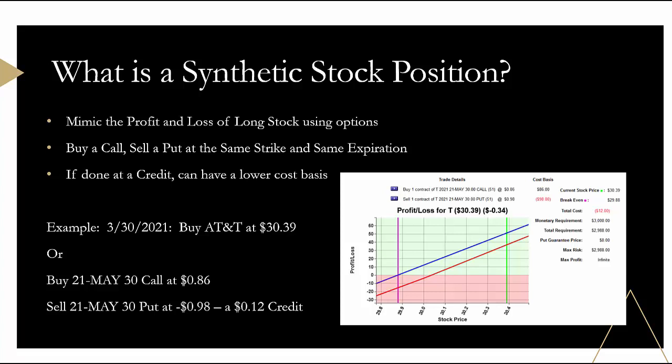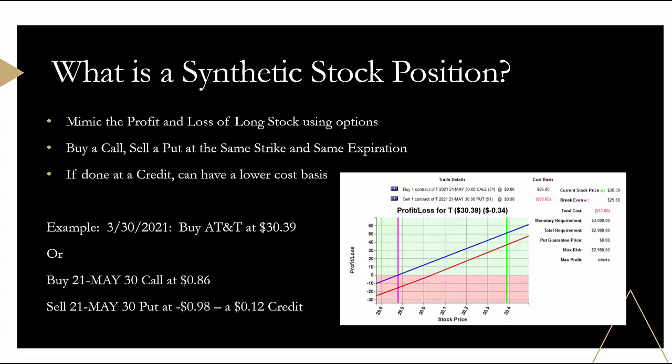We will buy a call and sell a put at the same strike price typically and the same expiration date. If done at a credit, we can have a lower cost basis and a lower break even. Here's an example from March 30th, 2021. We could buy shares of AT&T at $30.39, or we could buy the 21 May standard expiration 30 strike call for 86 cents. And at the same time, sell to open the 21st May 30 strike put for 98 cents. This would give a small net credit of 12 cents.